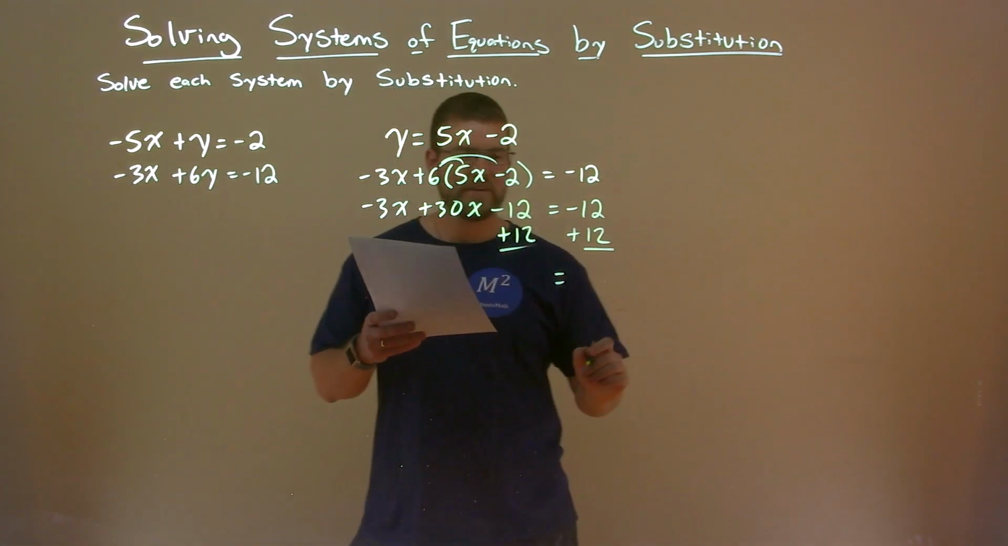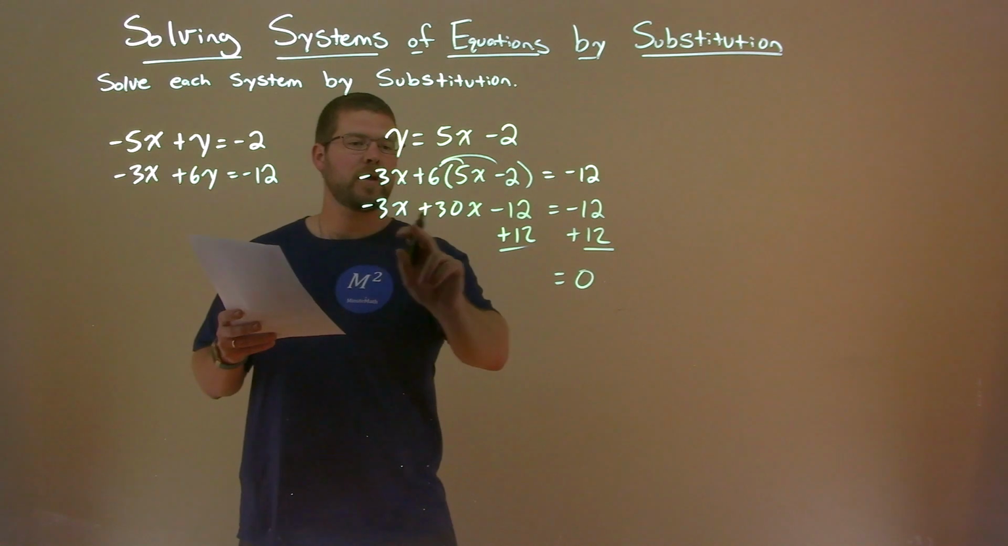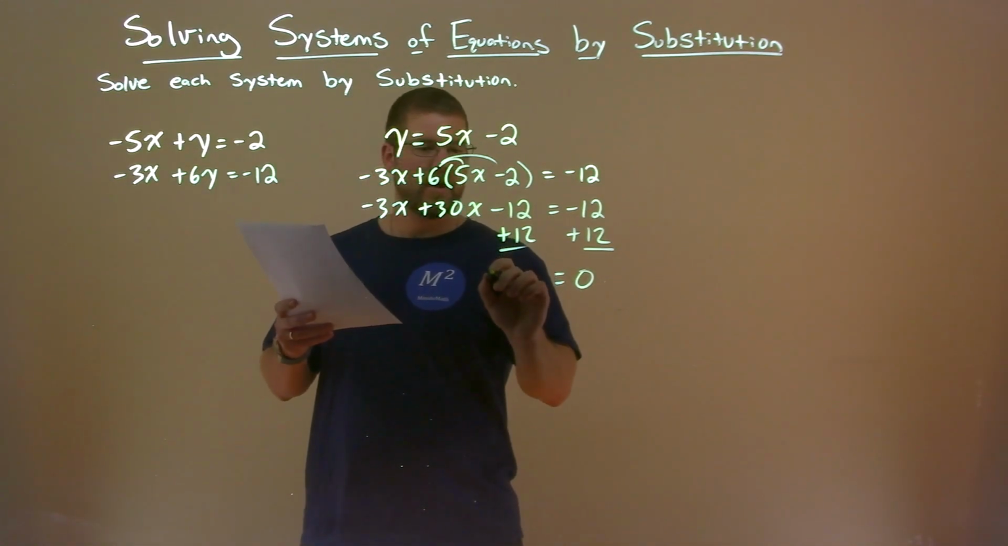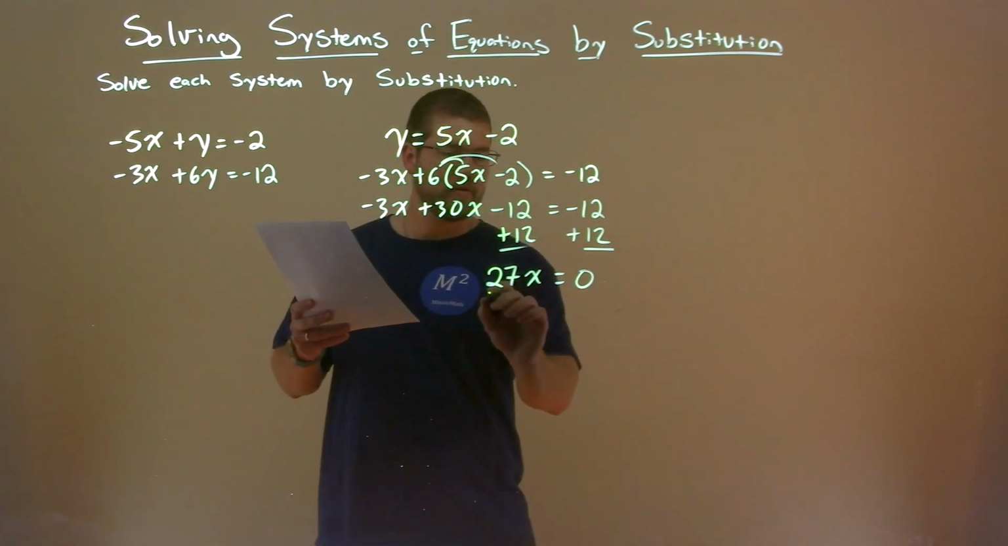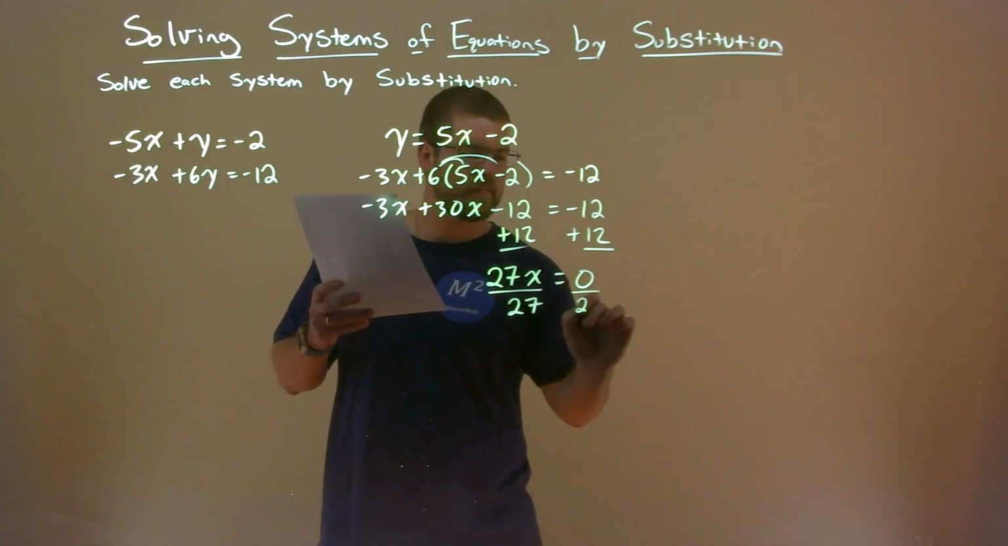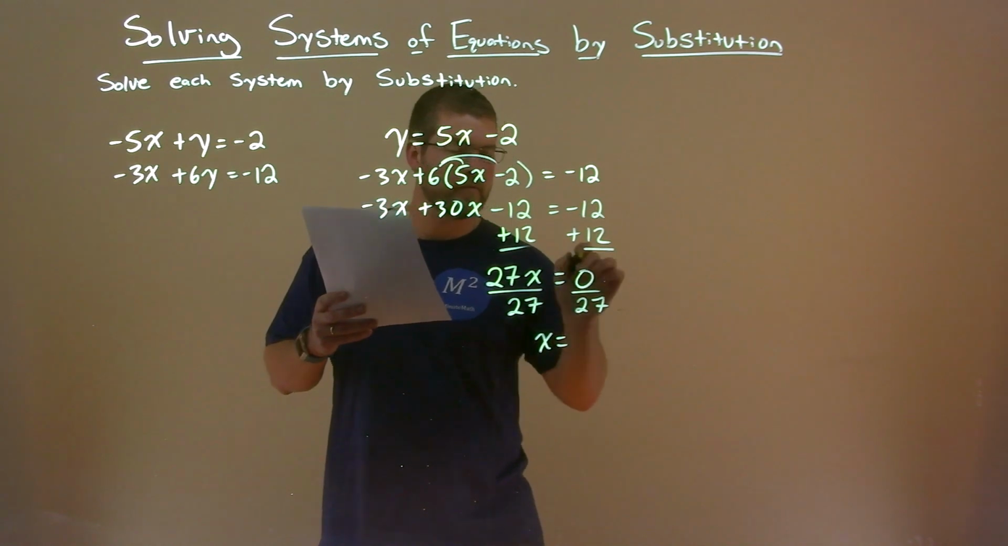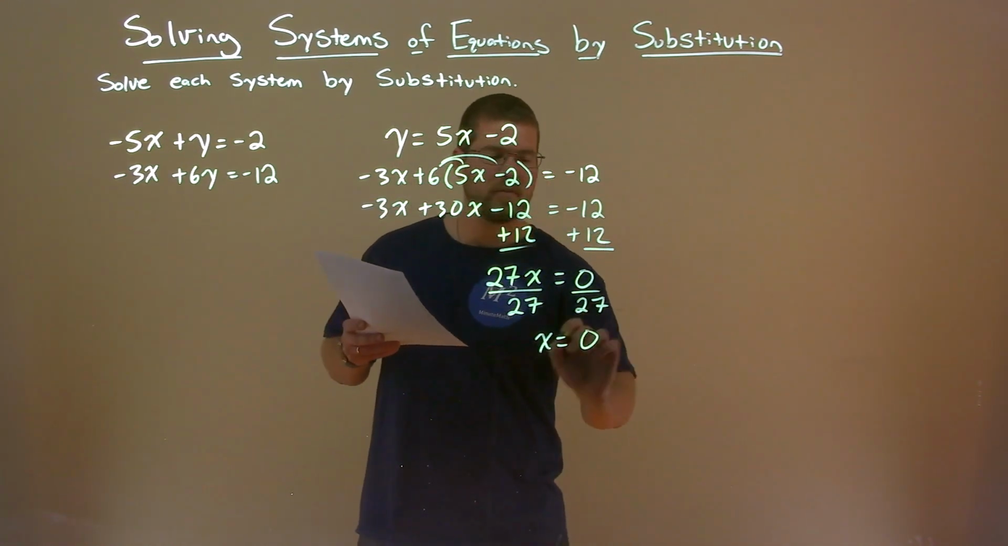Negative 12 plus 12 is 0. Negative 3x plus 30x is a positive 27x. From there, we divide both sides by 27, and x equals 0 divided by 27, which is just 0.